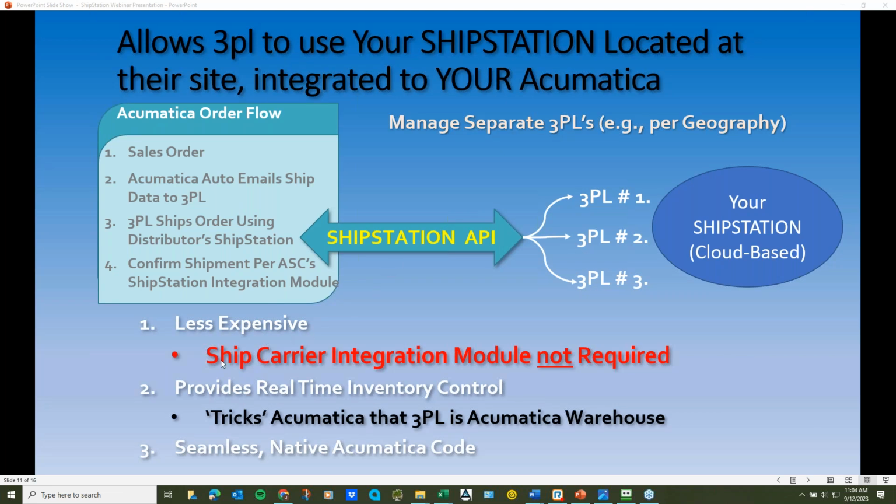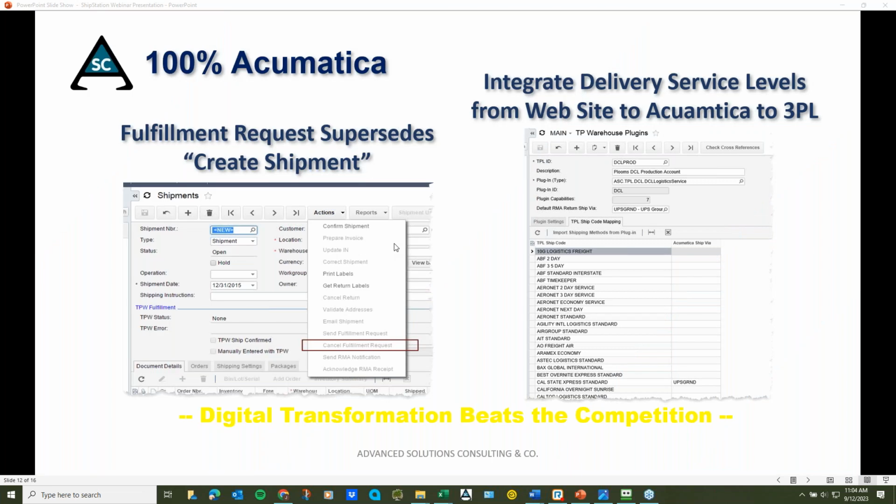Key thing is the ship carrier integration module from Acumatica is not required. So our API that goes between Acumatica and your one-to-many ShipStations on the cloud is supported by our API without that additional expense. And essentially the ShipStation tool that we're going to demonstrate in a moment allows you to treat ShipStation as the shipping engine in your warehouse.